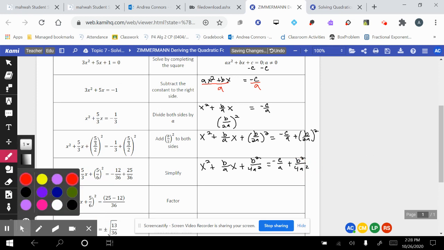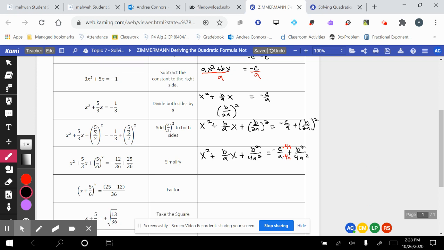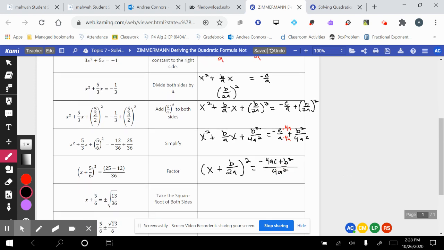And again, I want these to have a common denominator, so I'm going to multiply top and bottom by 4a so I can combine my like terms there. So now I'm going to factor, and it's always going to factor to x plus b over 2a. So it's going to be x plus b over 2a squared is equal to negative c times 4a is negative 4ac plus b squared all over 4a squared. Starts to look a little familiar, right?